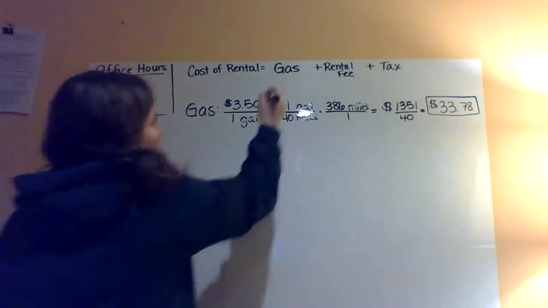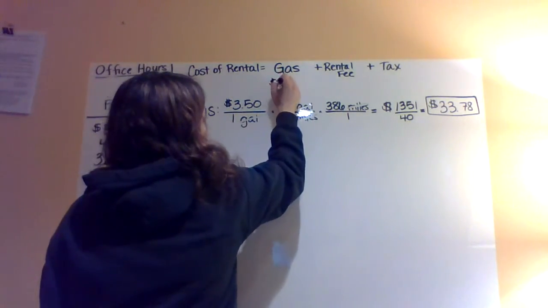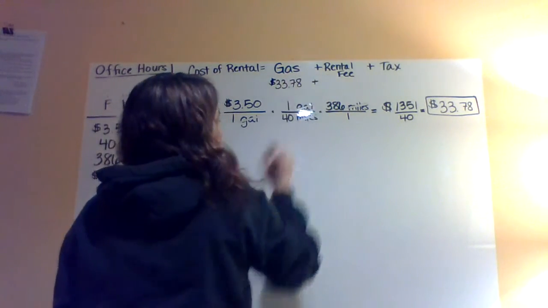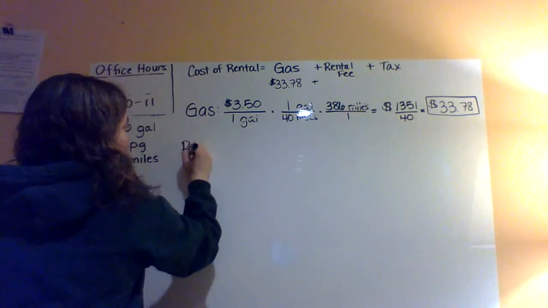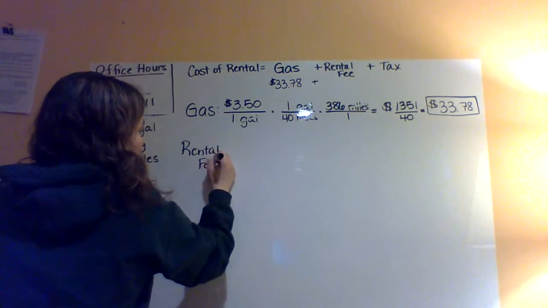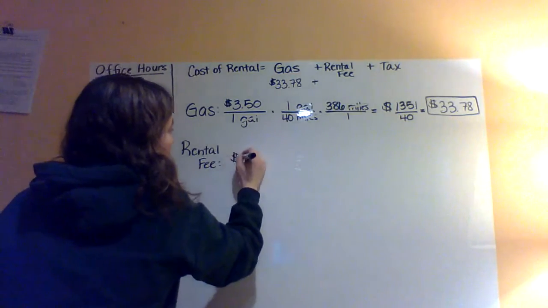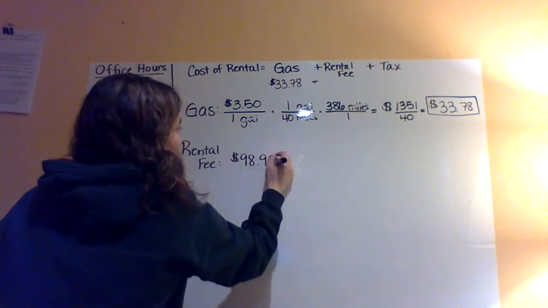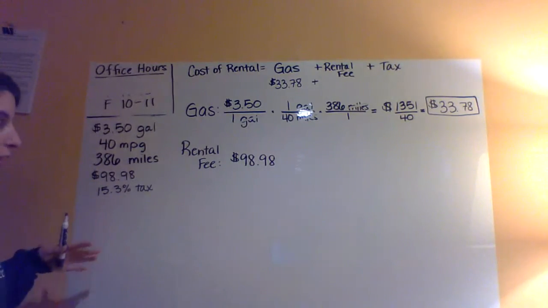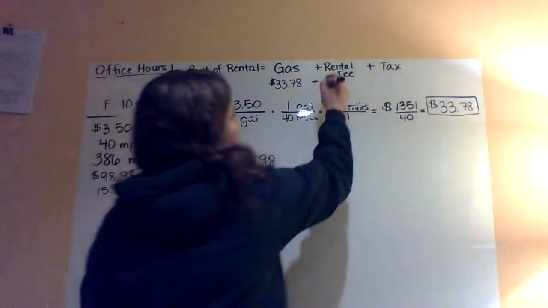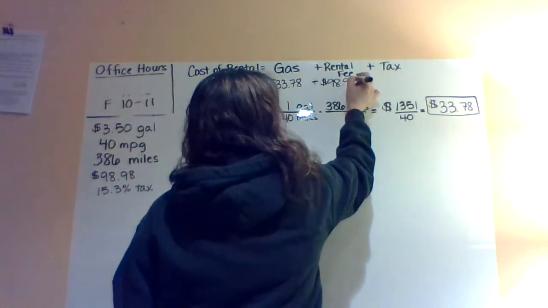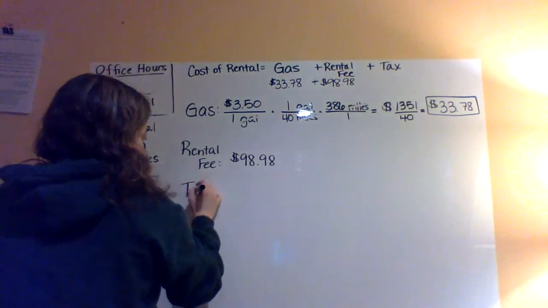Okay, so this is the cost of gas, $33.78. All right, the rental fee is $98.98, right? They already told us that. That's how much you're going to pay to rent that vehicle. Then we also need to find tax.